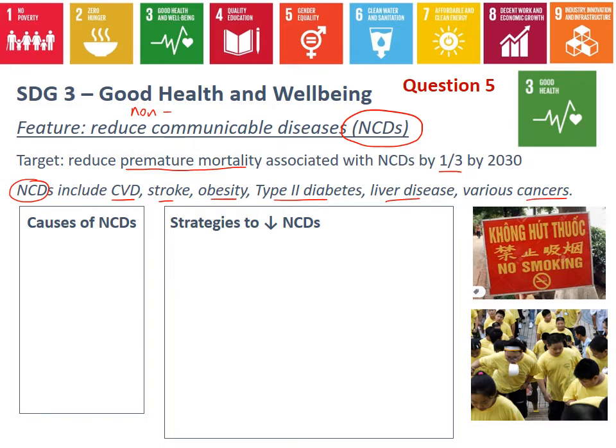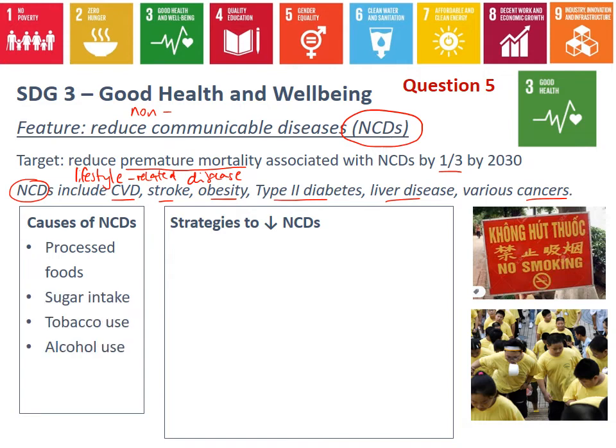These are what we often call our lifestyle-related diseases. They're not caused by bacteria or viruses. They're caused by poor lifestyle. Okay, so some of the causes are things like processed foods, high sugar intake, tobacco, alcohol, and poor physical activity. We're aware of all of these things. We looked at a lot of this in Unit 3.